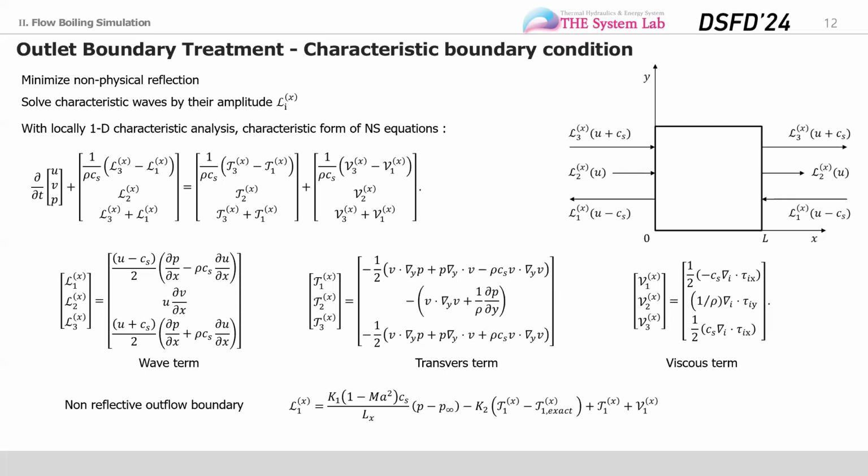For the non-reflecting boundary condition. Yeah, the non-reflecting boundary condition. Is it going to work for non-ideal pressure? Yeah, it also works for the non-ideal case.